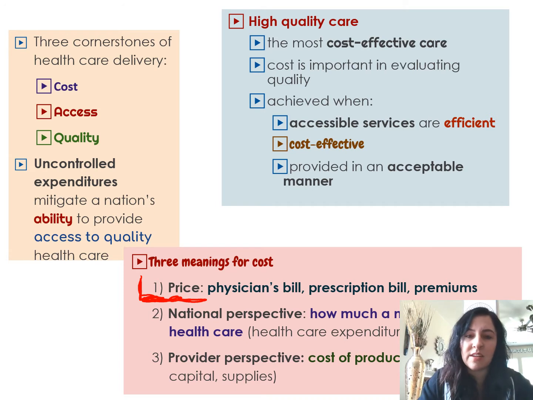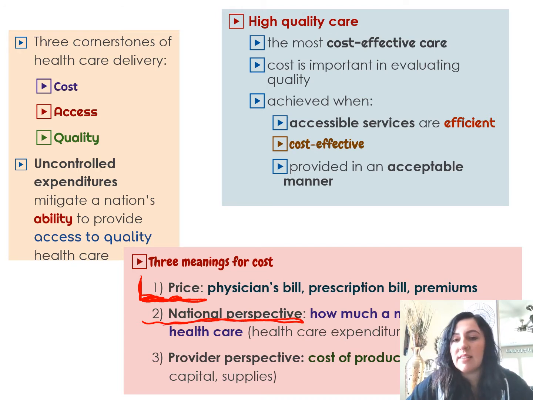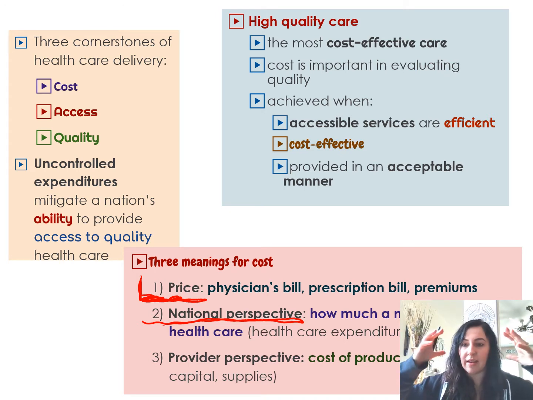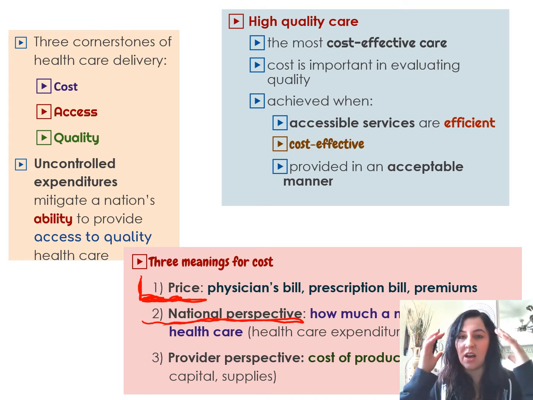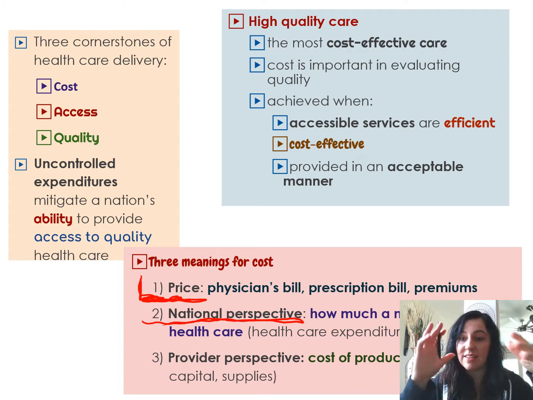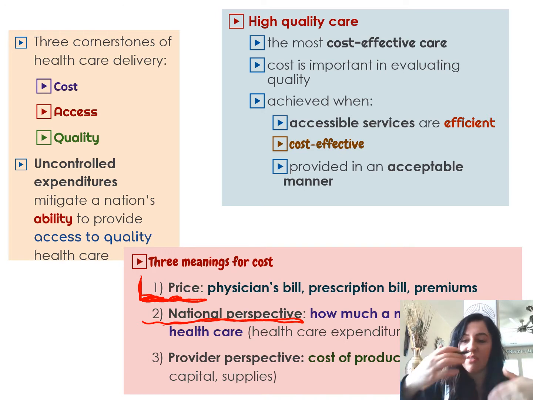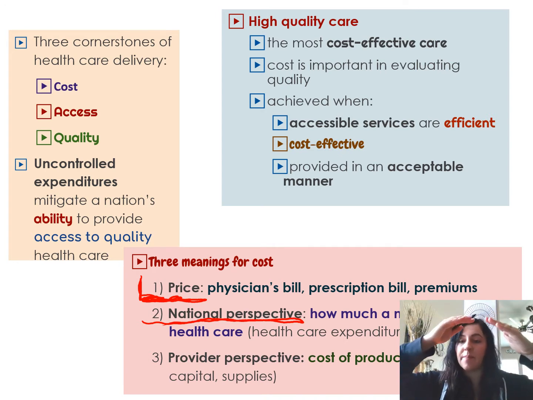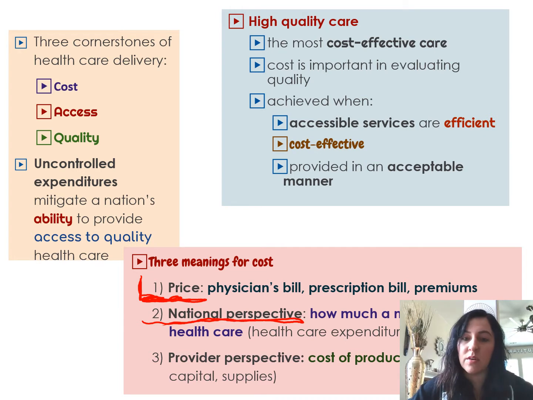Then there's another perspective that we can use to look at cost, and this will be the national perspective. How much is healthcare costing the country? What are the healthcare expenditures like? You're looking at it at a macro level, all the money that we're spending on healthcare as a whole country. From this perspective, every little thing adds up, so more systems instead of just individual things.